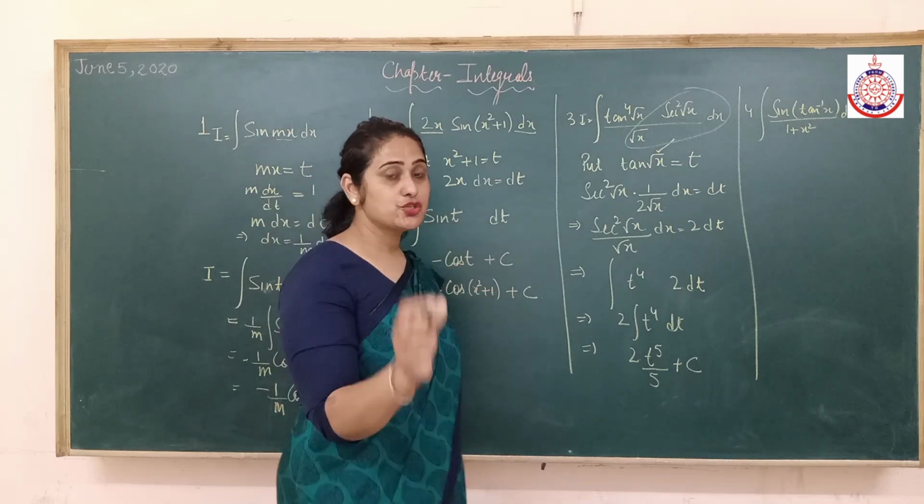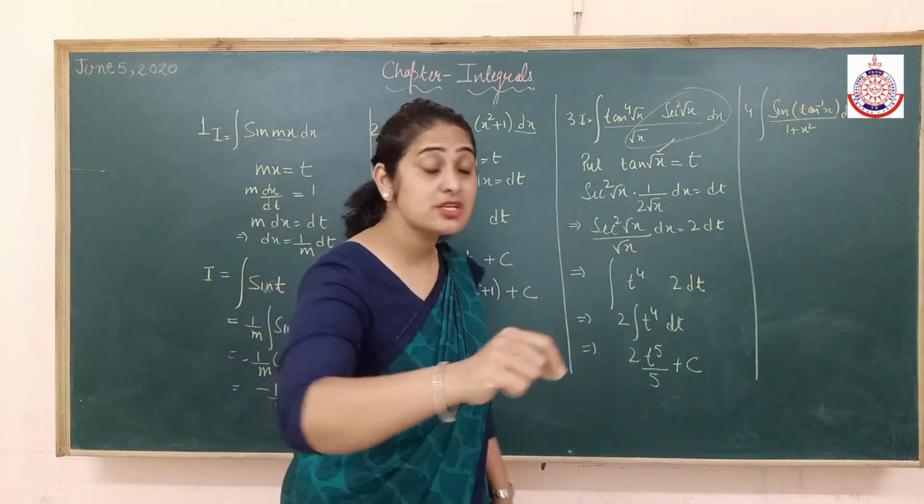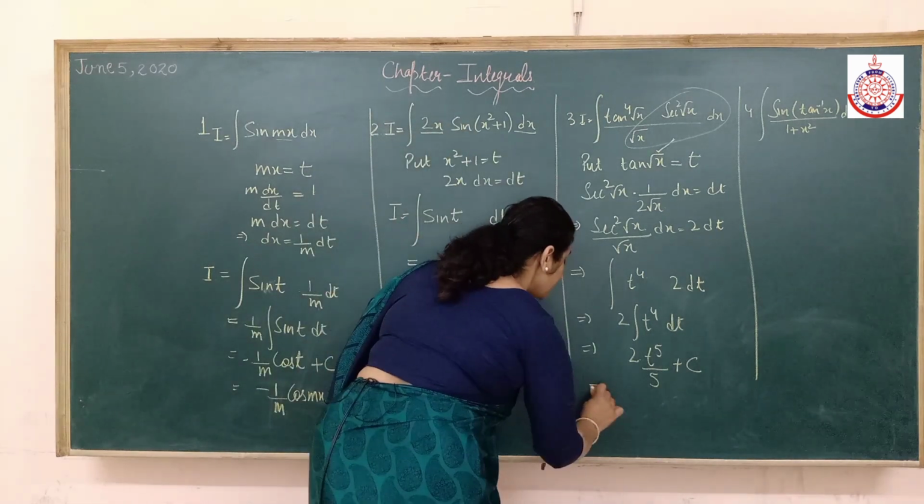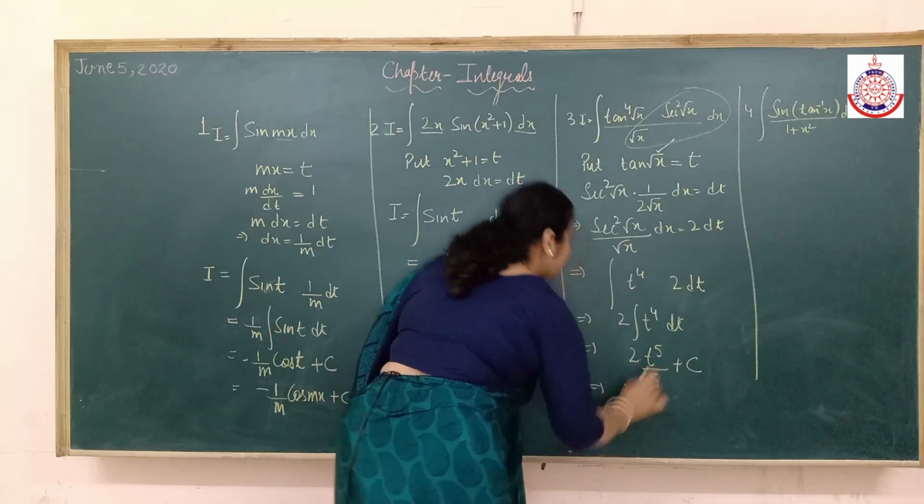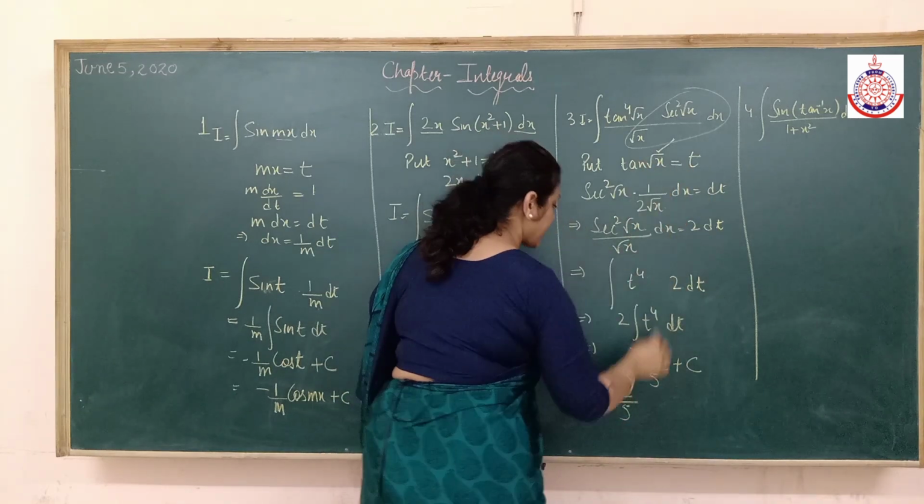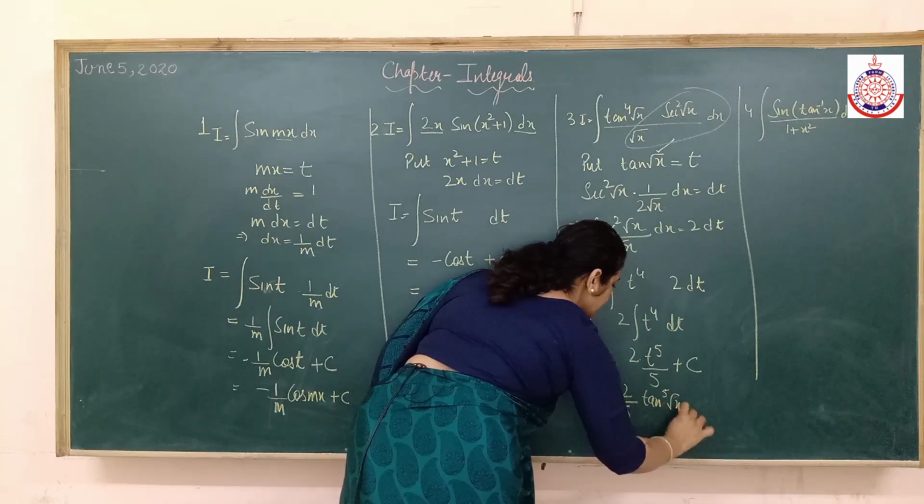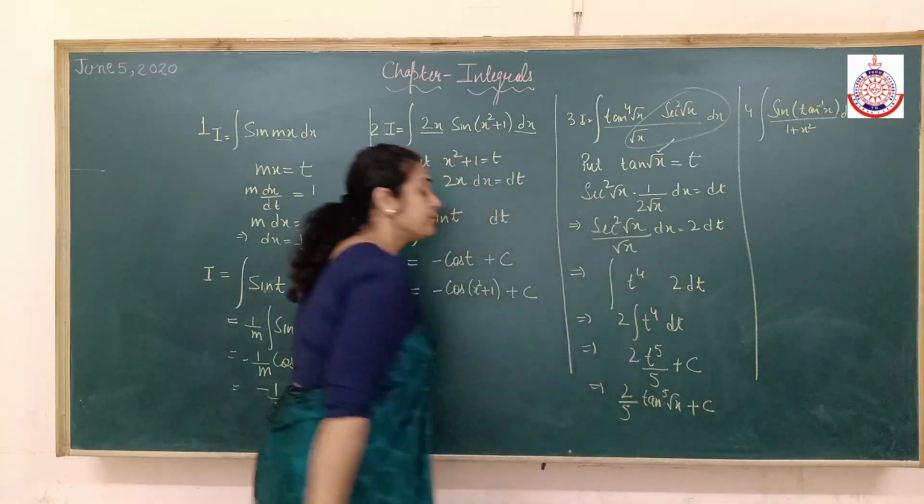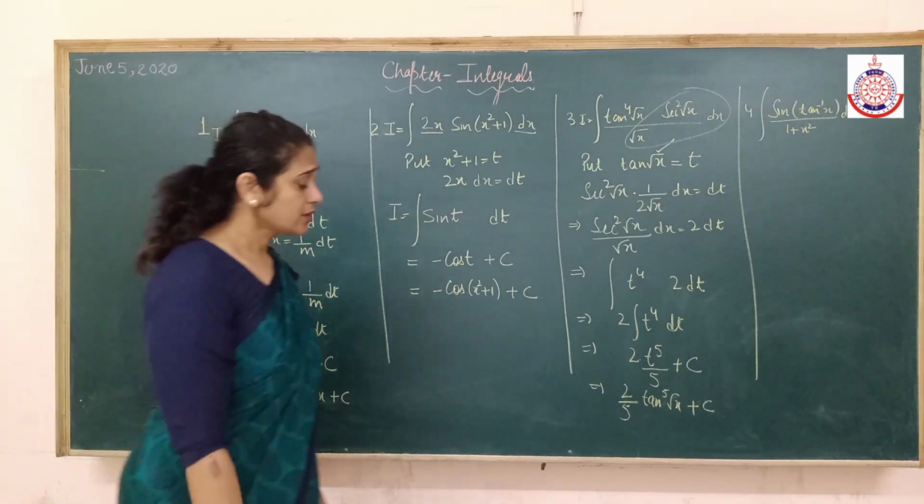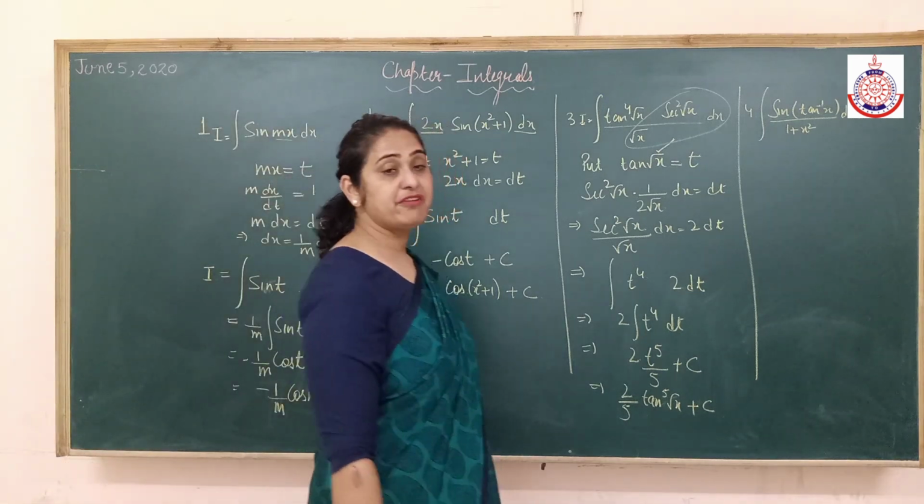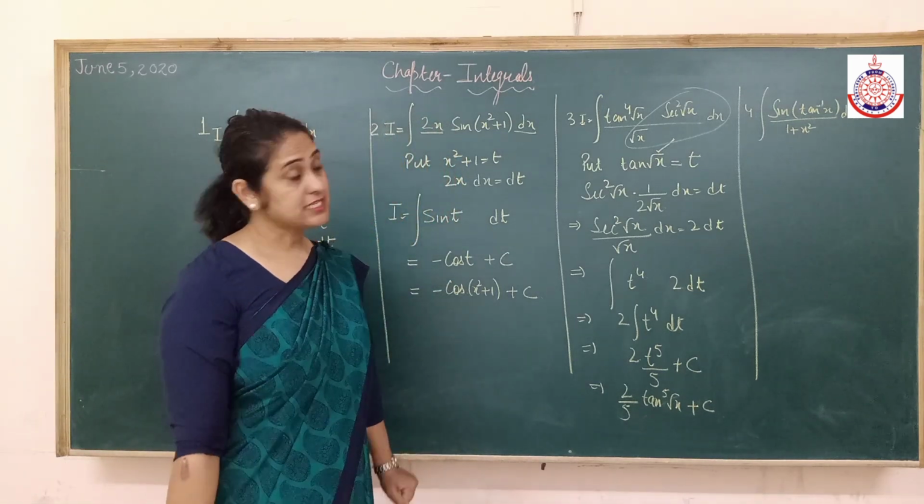Don't forget to put back the original variable. What is my original variable? The value of t, that is tan root x. So I'll put the value of tan root x: tan raised to power 5 root x plus c. Is it clear? 2 by 5 tan raised to power 5 root x plus c.